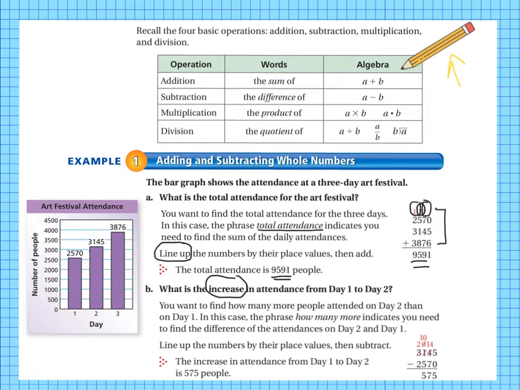So again, you line up the numbers by their place value and you subtract. And when you do that, you come up with a difference of 575 people.